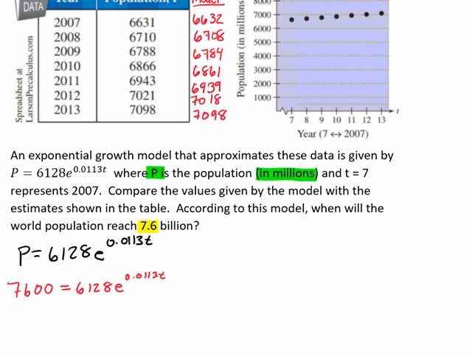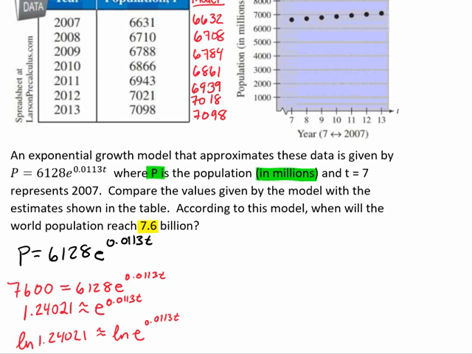So from here, we want to solve for t. So we're going to begin by dividing both sides by 6,128, which gives us 1.24021. So that's approximately going to be e raised to the 0.0113t. Now from here, we want to get this out of an exponential form and into a logarithmic form, so that way we're able to get the t by itself and out of the exponent. So we're going to take the natural log of each side.